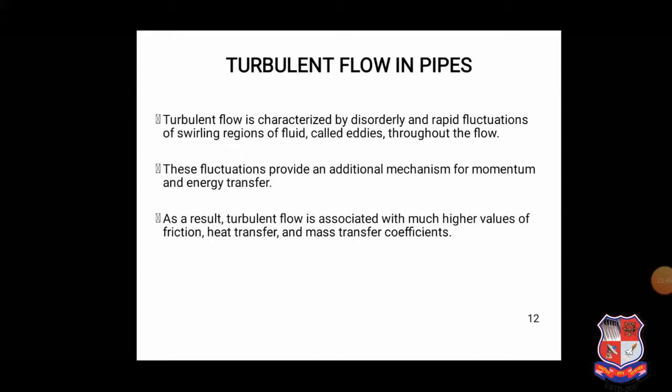Now in the starting of my lecture, I told you that there are two types of losses which occur in the pipe: one is major and the other is minor. Major losses occur due to head loss due to friction. So turbulent flow is associated with a much higher value of friction. How? Because there is a fluctuation in the velocity, there is a fluctuation in the flow.